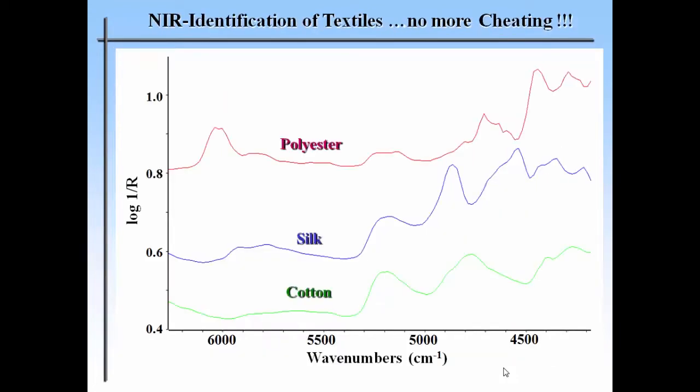And you can easily discriminate whether it's polyester. So if you go to China and you buy a shirt, they normally tell you it's silk. And I tell you normally it's polyester. And you can prove this very easily.